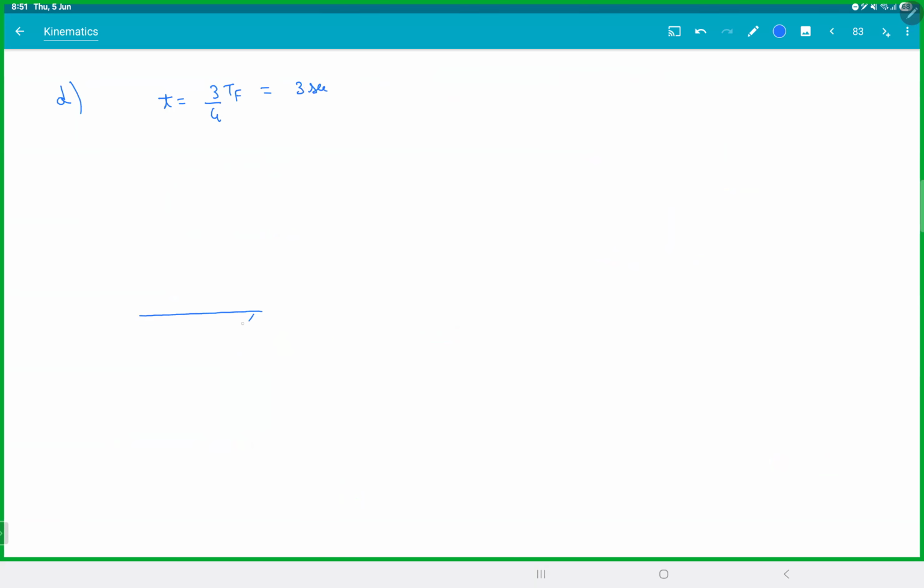Now try to understand something here. If you try to use the formula directly, S is equal to ut plus half at square, you will get S is equal to 20 into 3 plus half into minus 10 into 3 square. This would be 15 meters. Now S is displacement. This is not a distance.